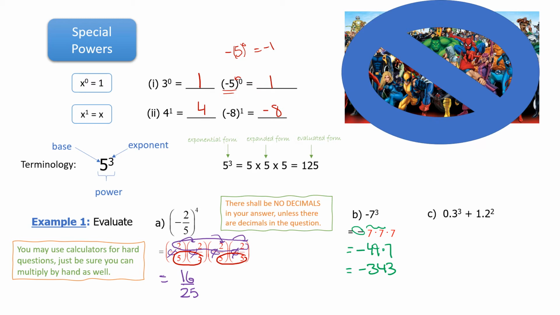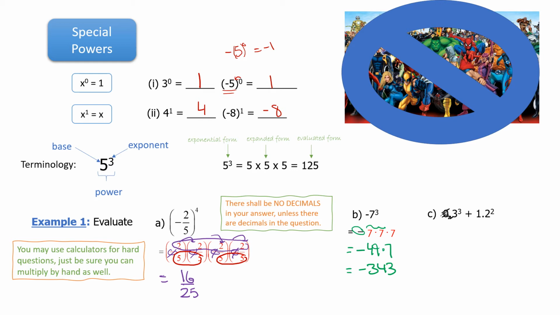Part C. So this one's a bit weird because of these decimals. So let's ignore the decimal part here, and let's just look at the 3. 3 to the power of 3. What is 3 to the power of 3 if we just did that part right there? So I'm going to just scribble this off for a second here. 3 to the power of 3. So 3 to the power of 3 is 3 times 3 times 3. So that would be 27.